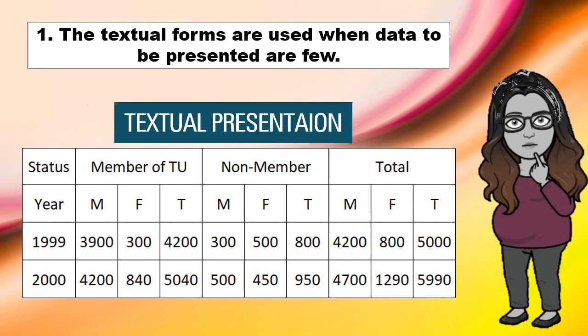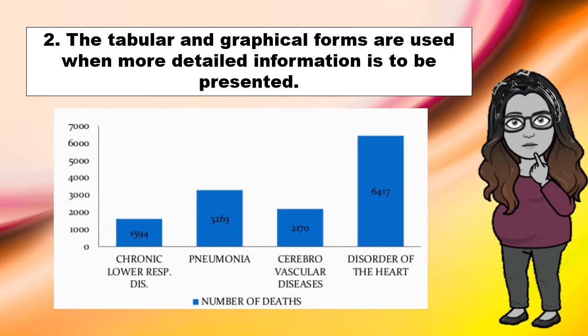Number 1. The textual forms are used when data to be presented are few. Here is an example of textual presentation. It is in the form of a chart. The data gathered are presented in the table. Number 2. The tabular and graphical forms are used when more detailed information is to be presented.